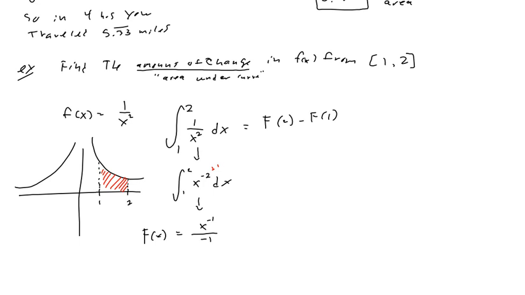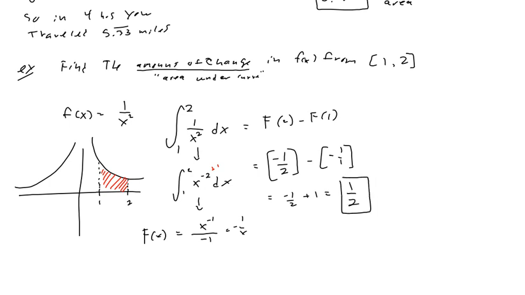So I'm going to plug in my F equation. It's really negative 1 over x. So let me just use that. Negative 1/2 is my first part, minus negative 1 over 1. So negative 1/2, that's negative half, minus negative 1, that's going to be plus 1. Negative 1/2 plus 1, that's a half. Easy.